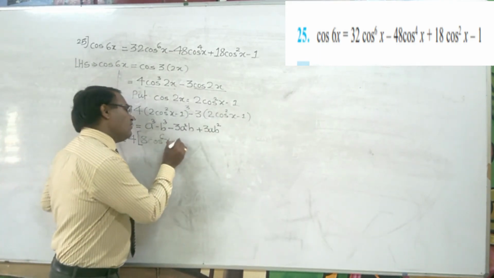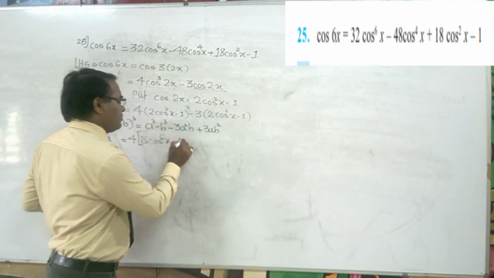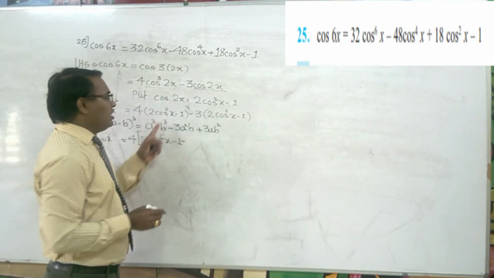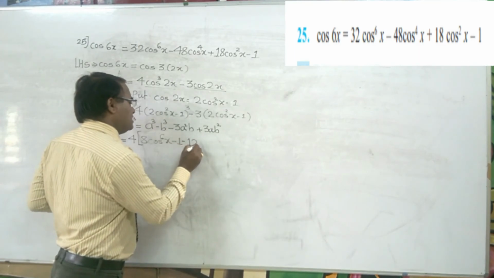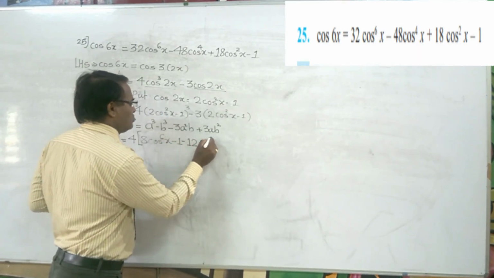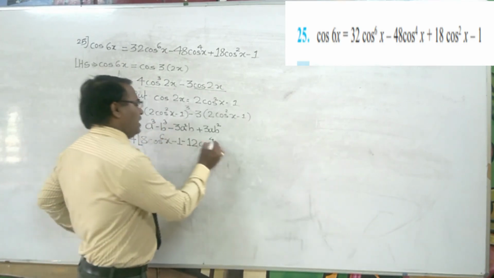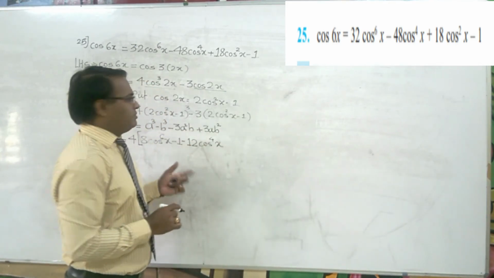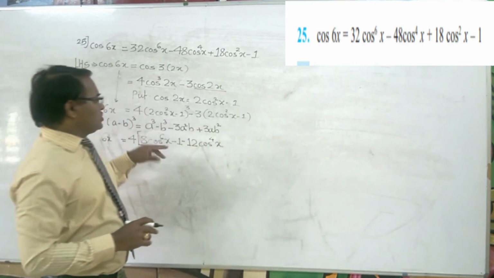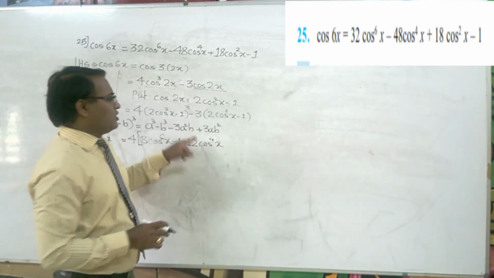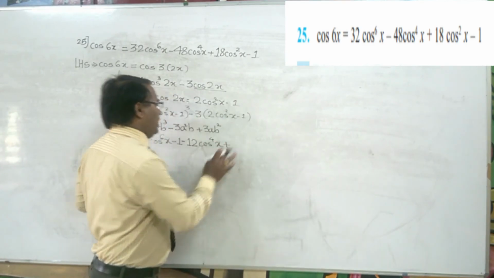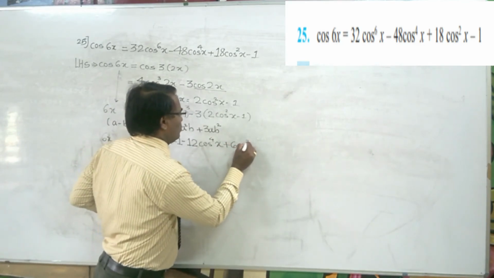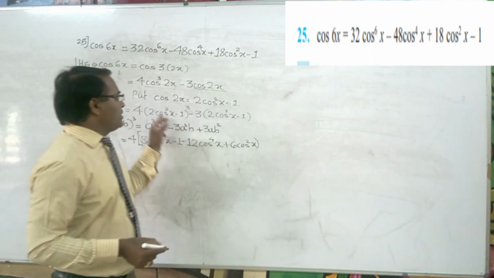Then b cube means 1. Then minus 3 into a square. What is a square? Square of this, that is 2 raised to 2, which is 4. So 4 3s are 12, so it will become minus 12, then cos raised to 4 because square of the square, and then x. And b is 1, so negligible. This is the expansion: a cube, then b cube, then 3a b square. 3 into 2 is 6, so this is 6 cos square x. So this is the expansion of this one.